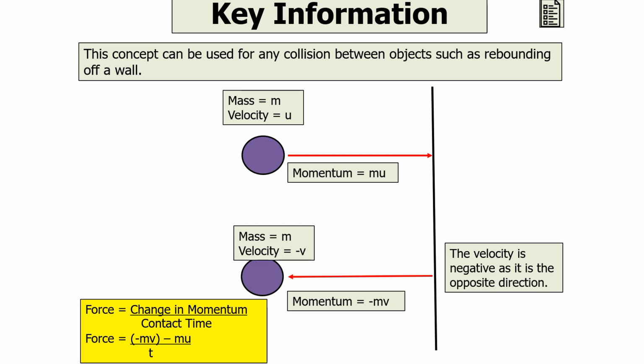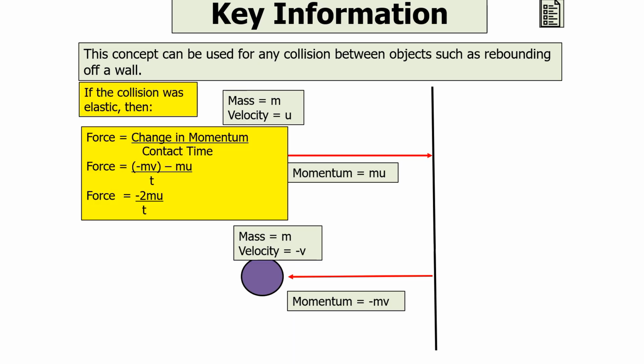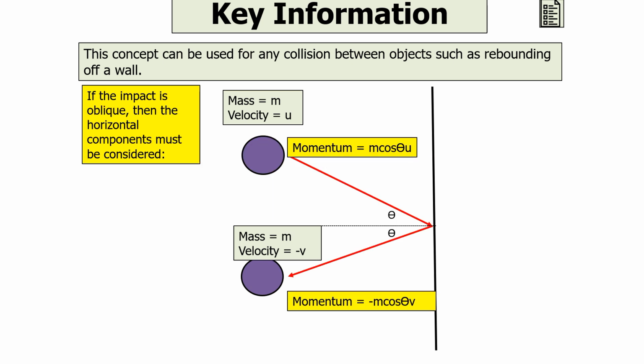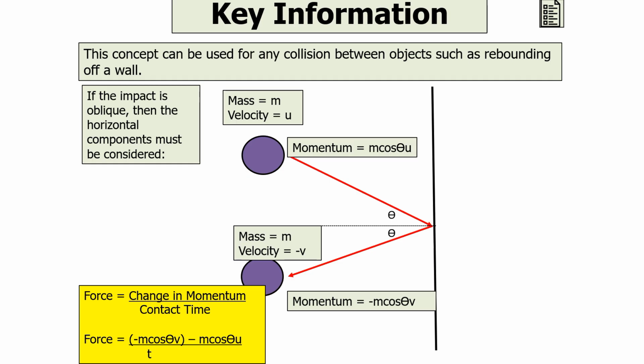Now, if we know that the collision was elastic, well, we can say that mv will equal mu in terms of magnitude because no energy is dissipated out of the system. So therefore, we can say that the change is minus 2mu over delta t. Now, if the impact is oblique, then the horizontal components must be considered for this. So therefore we know that v would now become v cos theta and u would become u cos theta. So if we had it now at an angle, it would be minus m cos theta v minus m cos theta u over t.